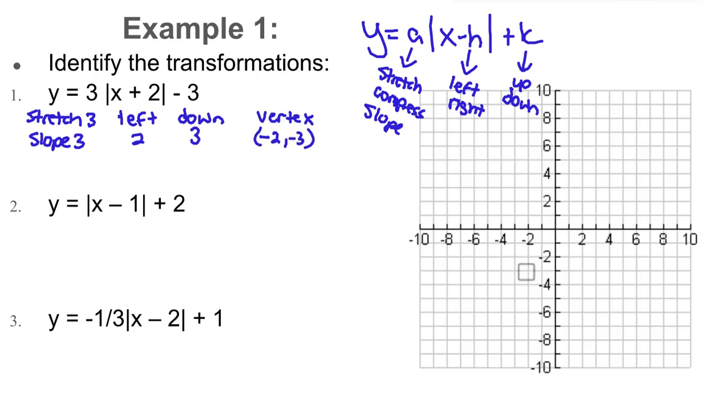All right, let's try this next one. Then number 2, there is no number in front, so that means the slope of my two lines is going to be 1 and -1. It moved to the right by 1, and it went up by 2.